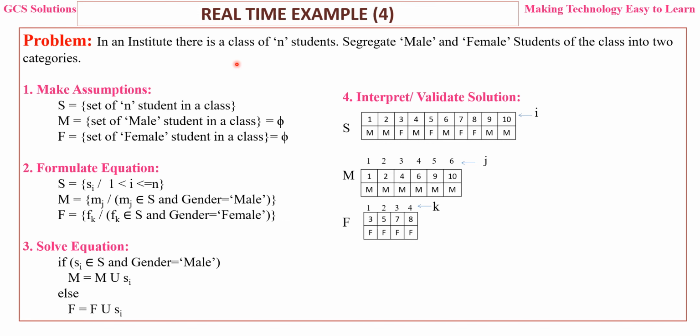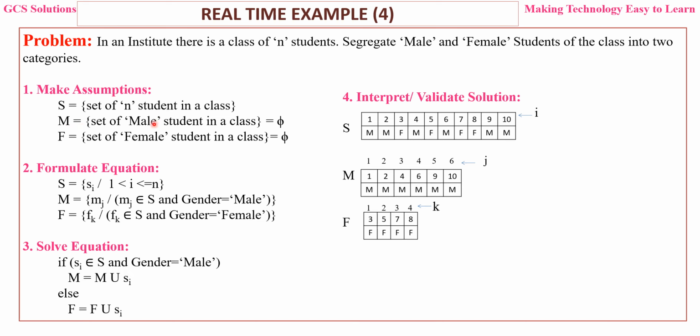This is purely an English statement. Can I formulate this as a mathematical word representation? Yes, of course. Again, I have to follow the 4 steps. Make assumptions. So I have made certain assumptions. S is my set of n students in the class. Suppose there are 100 students in the class, so S will represent all 100 students.